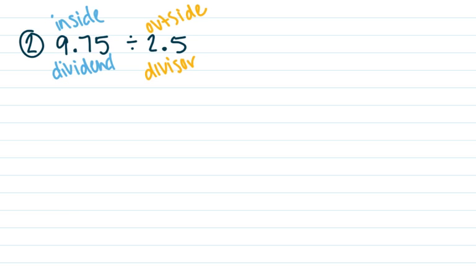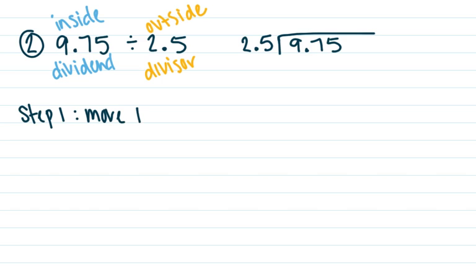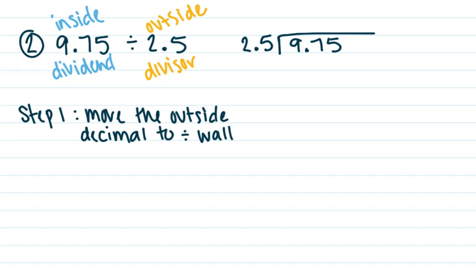So let's go ahead and set up our problem. So 2.5 is on the outside here, and 9 and 75/100 is on the inside of my division house. All right, so step 1 is that we have to get our decimals in the right places. I'm going to move the outside decimal all the way to the division wall. So to do that, I'm going to be moving it just one time.